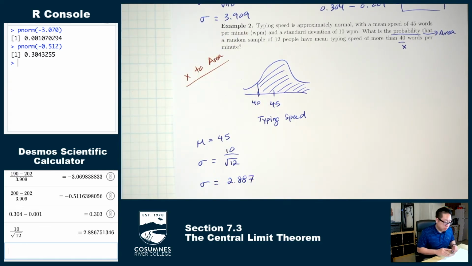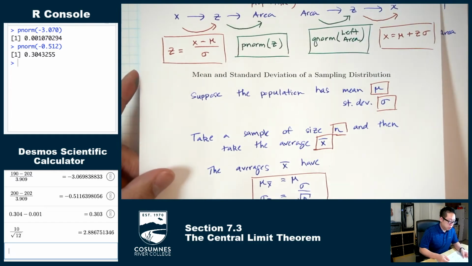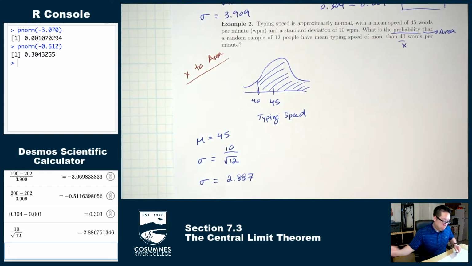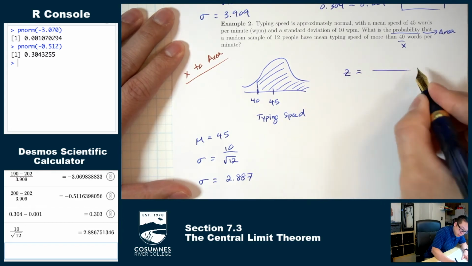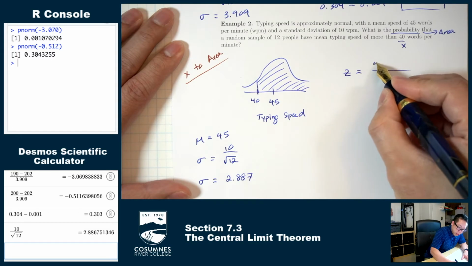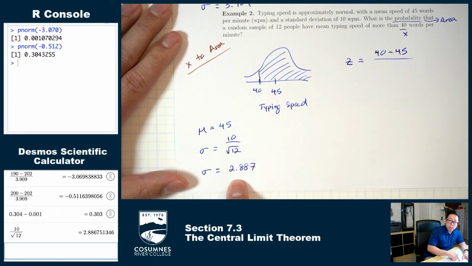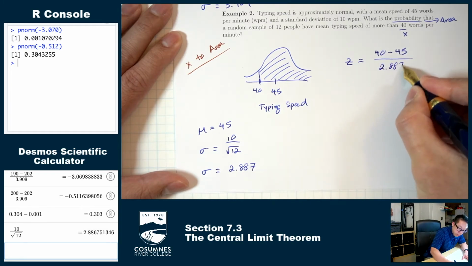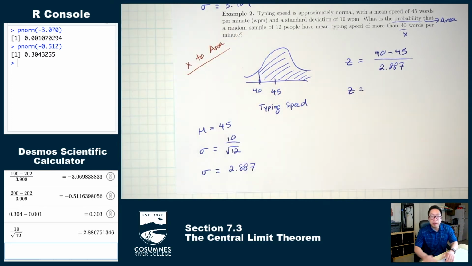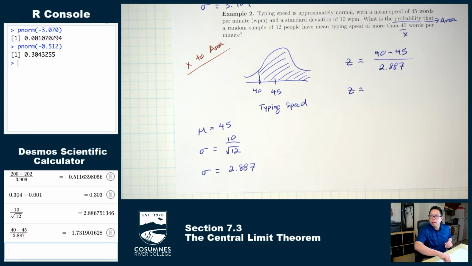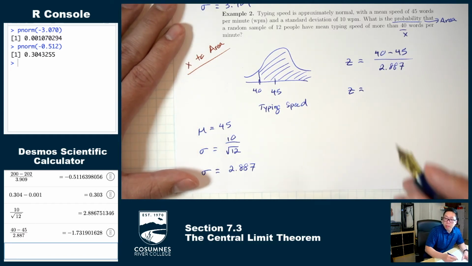And then now for my workflow. So this is x to area. X to area, I should do my z-score formula first. So first thing I need to do is the z. X minus the mean, so our x is the 40, minus the mean, which is the 45, over the standard deviation, which is 2.887, not the 10, but the new one, which is 2.887. Okay, on my calculator, up top, 40 minus 45. On the bottom, 2.887. Negative 1.732.